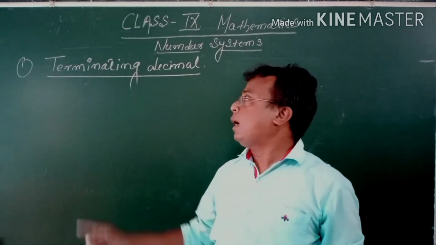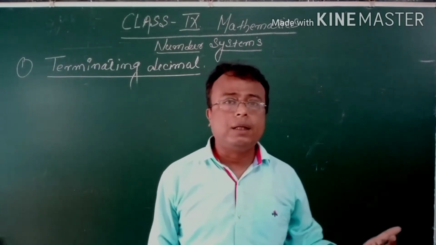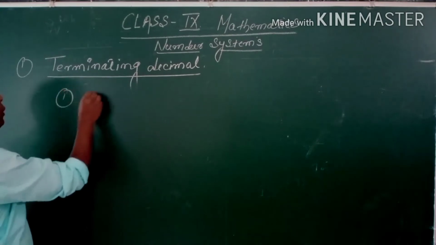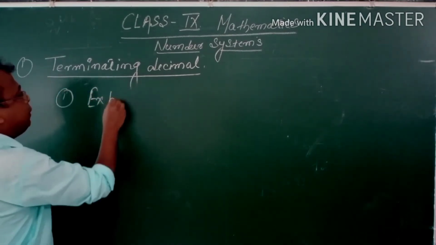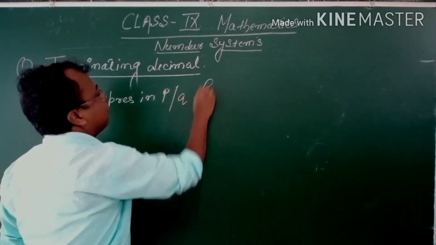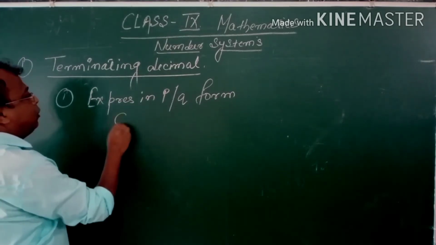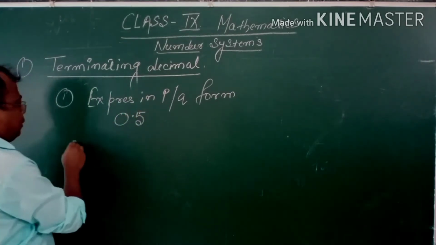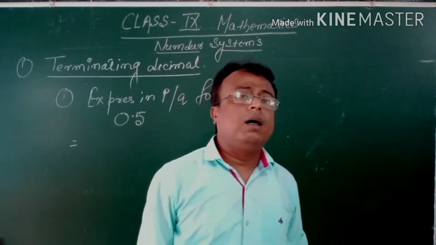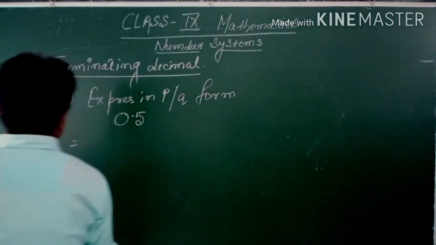So first of all, I am taking one terminating decimal. Okay, so everybody knows what a terminating decimal is. Suppose one question is there: express in p by q form. 0.5, let us say. Okay, 0.5, this is a decimal number, and this number I have to convert into p by q form. So let us discuss how to convert this.